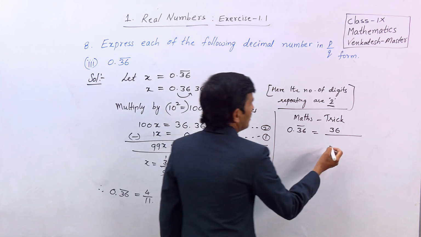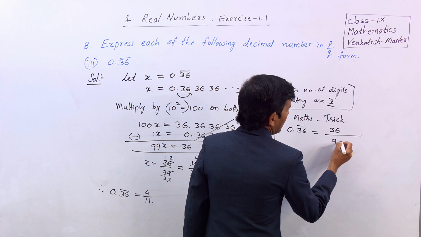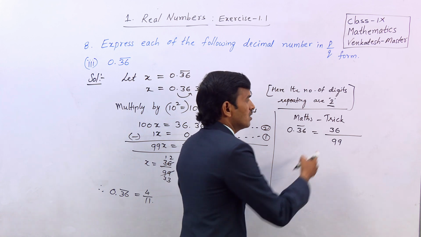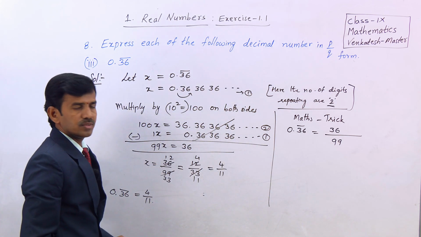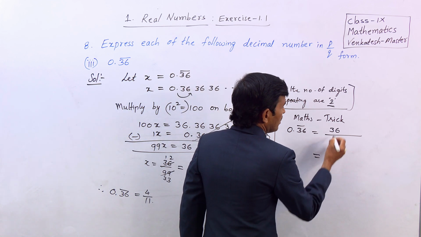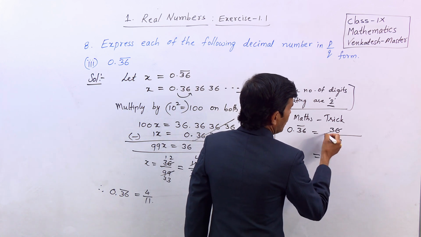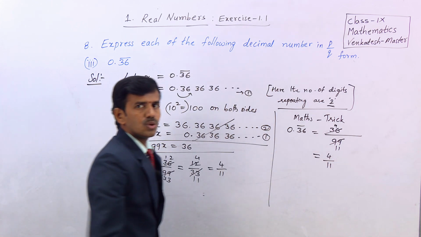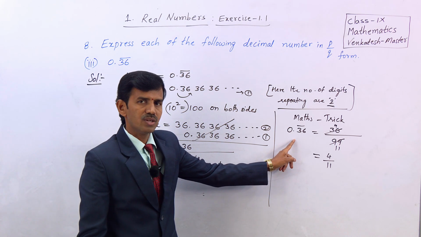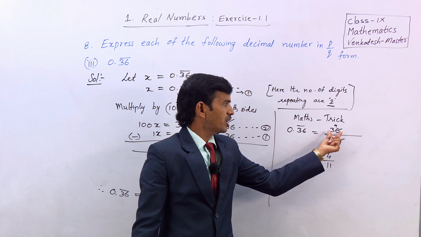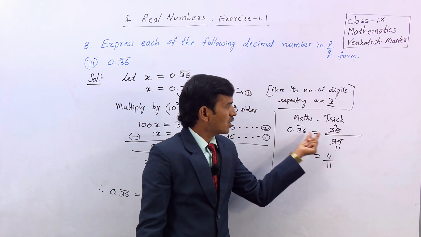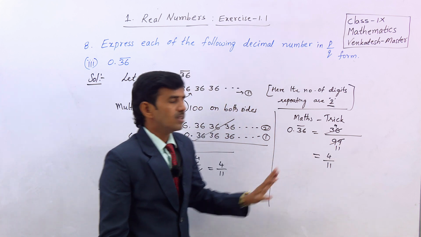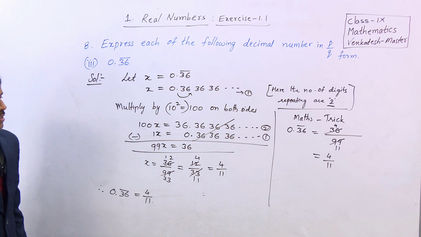And how many digits are there here? 2 digits, no? So we can write directly how many times repeating, so those many 9s we should list out. Directly we will get 36 by 99. If you cancel or simplify directly with the 9 table, 9 4s are 36, 9 11s are 99, 4 by 11. So it is a shortcut to find the solution for this. Very simple, all the digits are to be written in the numerator, and how many digits are repeating, those many 9s. That can be simplified and written as the solution.